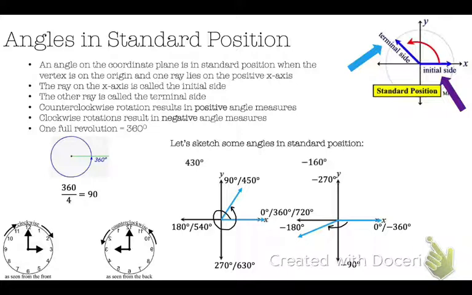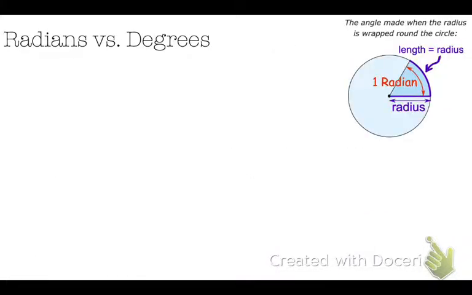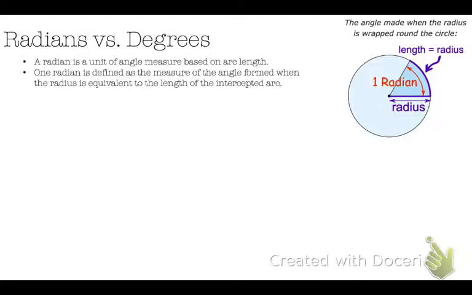Okay? All right, now let's get into radians versus degrees. A radian is a unit of angle measure based on the arc length. 1 radian is defined as the measure of the angle intercepted when the radius is equivalent to the length of the intercepted arc. You're probably looking at the computer screen like, what the heck is she talking about? So we're going to look at this.